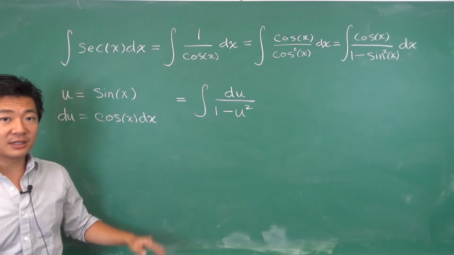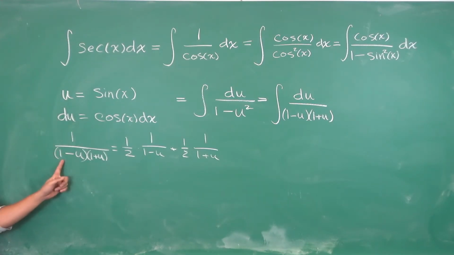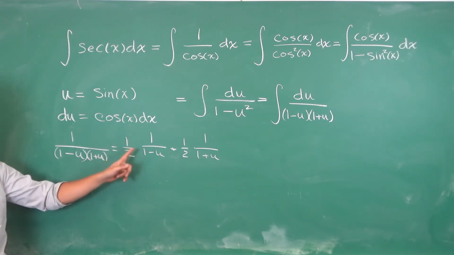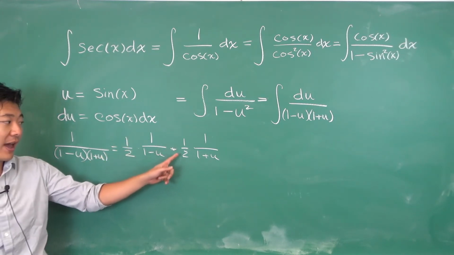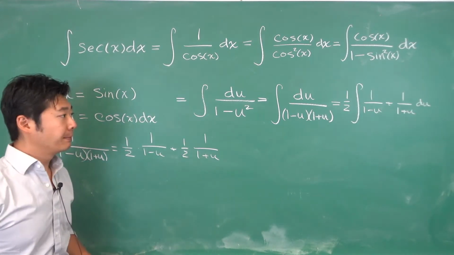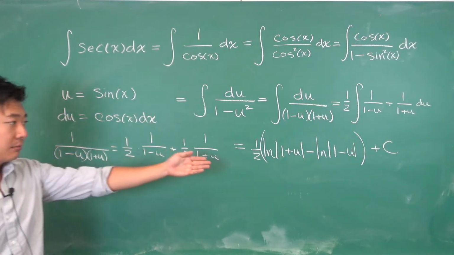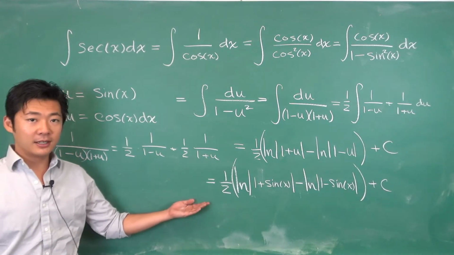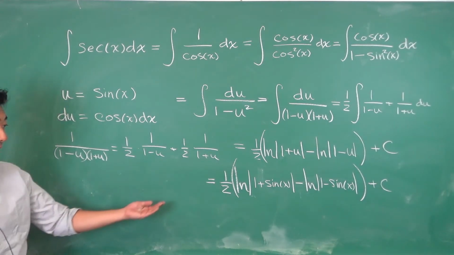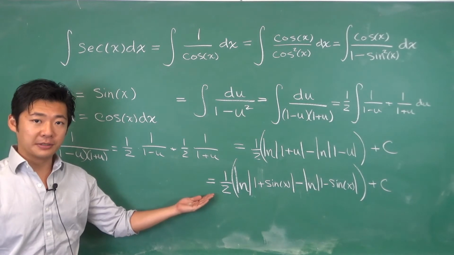And now we can split this up, and using this decomposition, that 1 over 1 minus u times 1 plus u is 1 half of 1 over 1 minus u plus 1 half of 1 over 1 plus u, we get something like this. Now we integrate and we plug the substitution back in and we obtain an antiderivative. Now this looks quite different from the antiderivative that we got using secant.